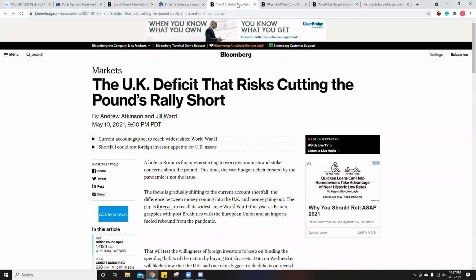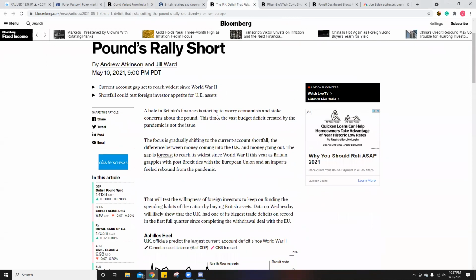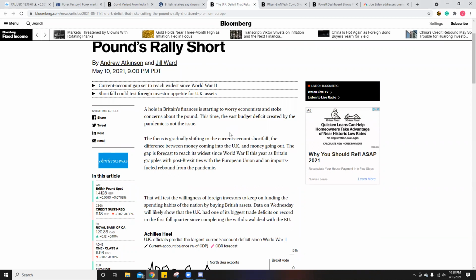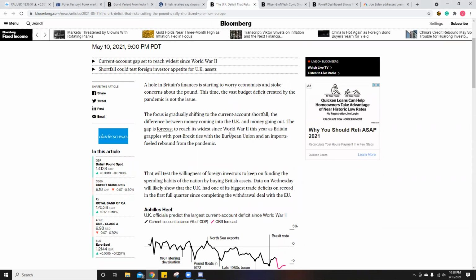So this is the first article that I want to move on to, and then we'll look at the next one. But here, what we're seeing is that Britain's finances have an apparent hole that is starting to worry economists, and it is stoking concerns about the pound from an investor perspective. There's a vast budget deficit that's been created by the pandemic. But when I'm reading this article, I see that this is just another piece of the puzzle.